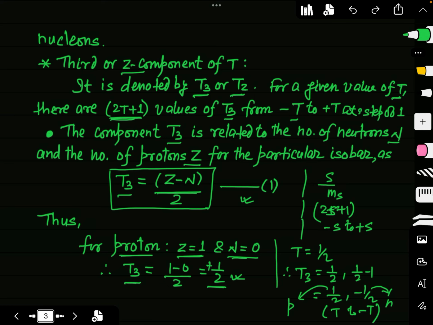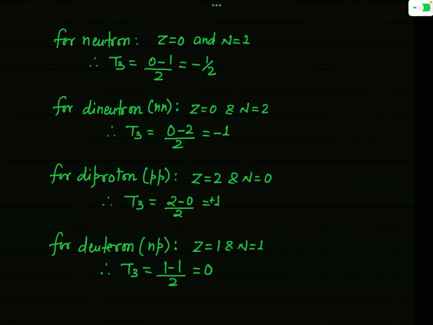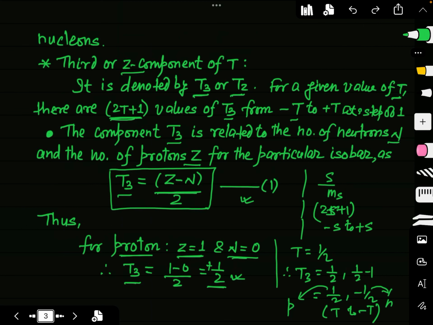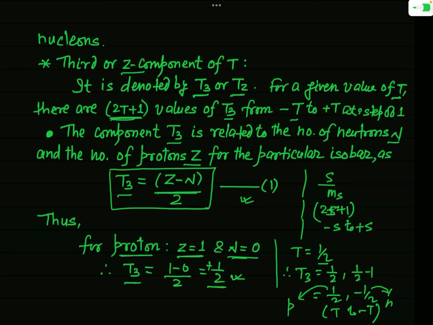Similarly, if you want to find the value of this third component for a neutron, in case of a neutron, Z will be equal to 0 and N will be equal to 1. So T3 will be what? This will be 0 minus 1 divided by 2, that is minus 1 by 2. And just now I have told you that when you say that for a nucleon T is half, T3 will be plus half and minus half, this plus half is the value of T3 for proton and minus half for neutron.